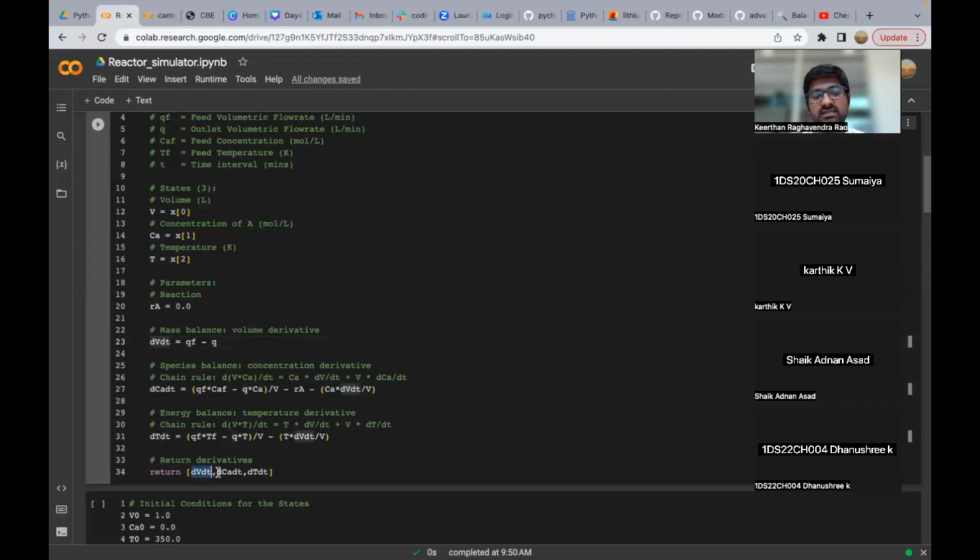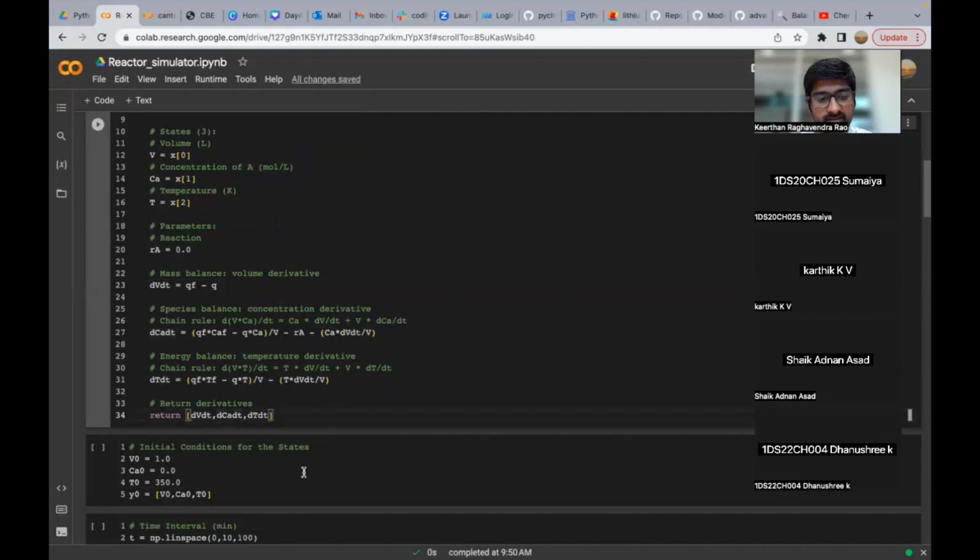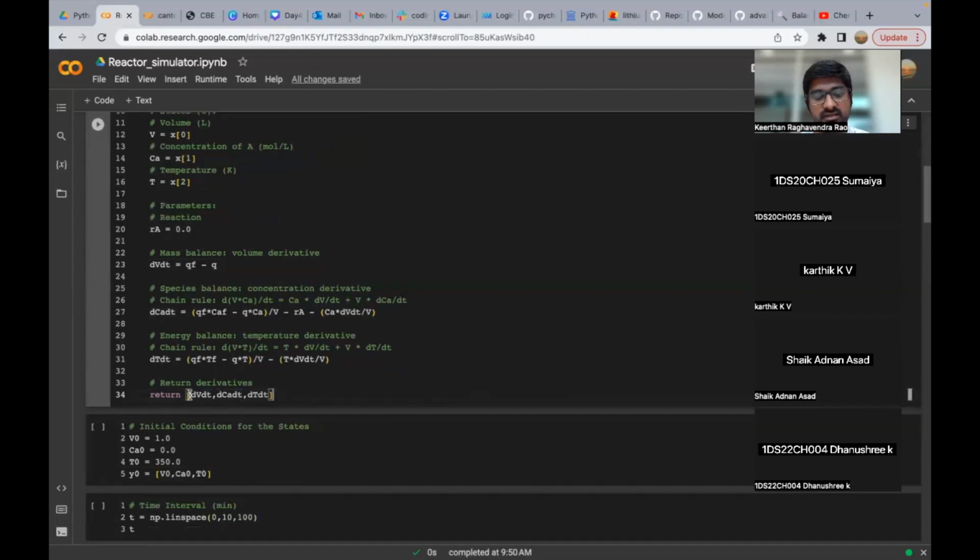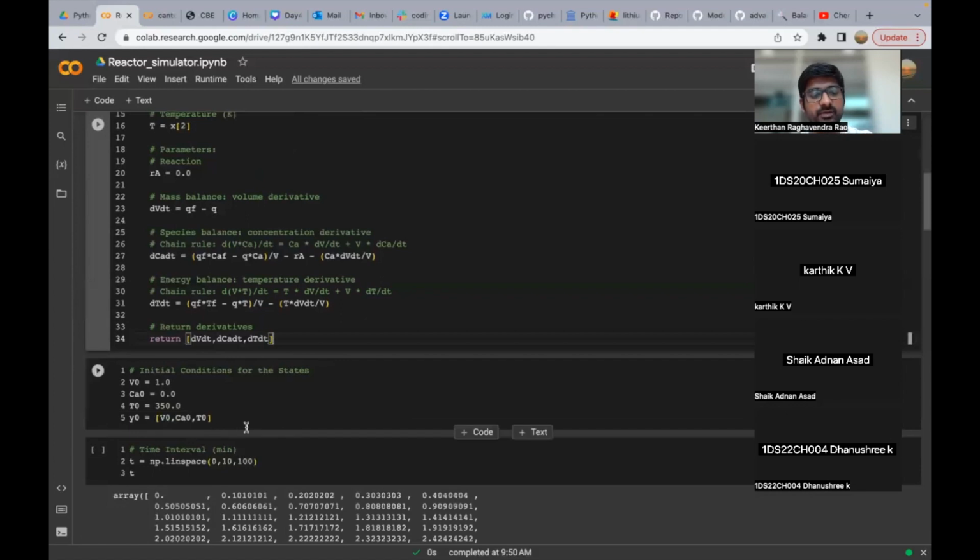So it will basically solve for each of these derivatives, and this function will only return the derivatives as it is. So it doesn't return the solution. We'll look at the solutions soon, I mean how to solve these differential equations. So this is an initial value problem. So we need initial conditions for all the states.